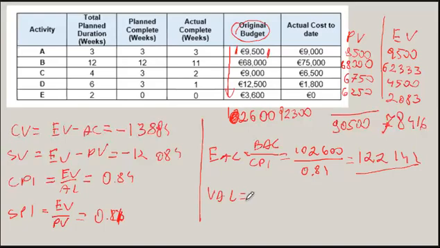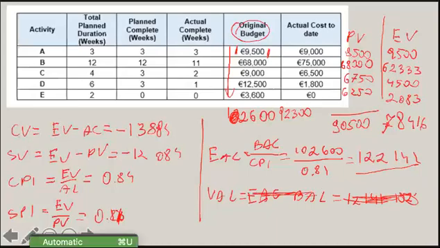So that EAC minus BAC. So estimate at completion minus budget at completion. So that's 12141 minus 102. The other way around. Sorry. Should be budget at completion first, because obviously we're trying to find out whether in relation to budget. I apologize for this mistake.